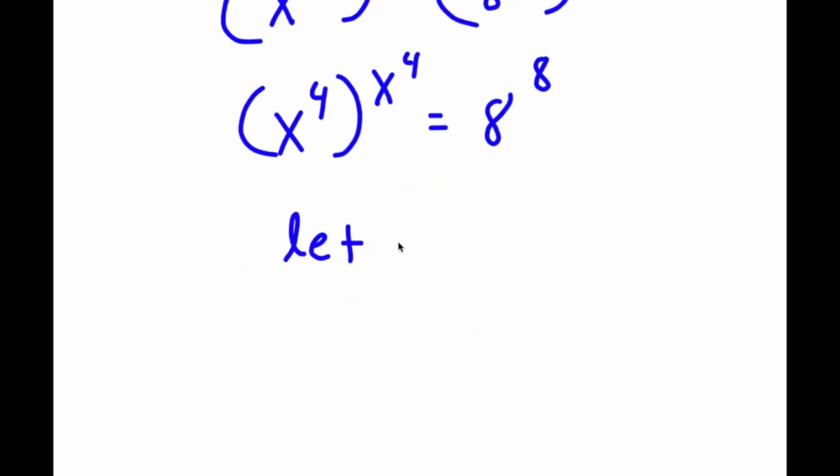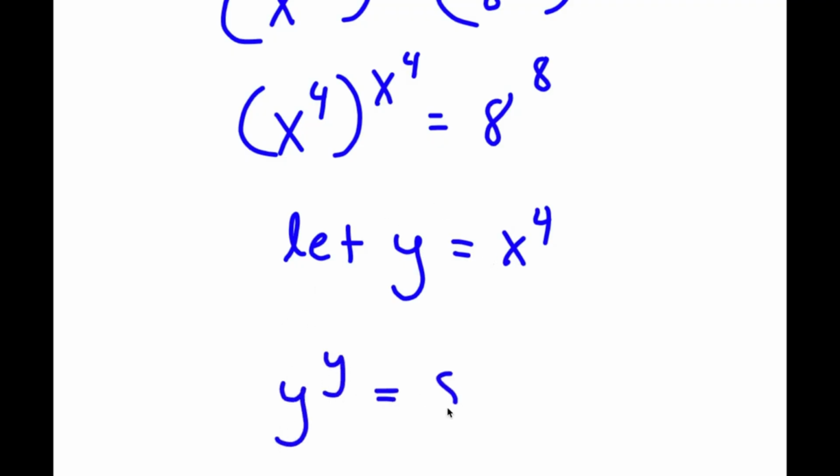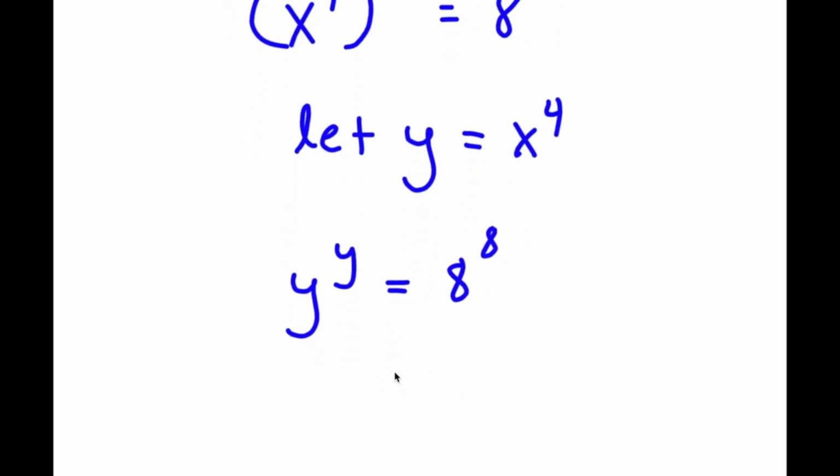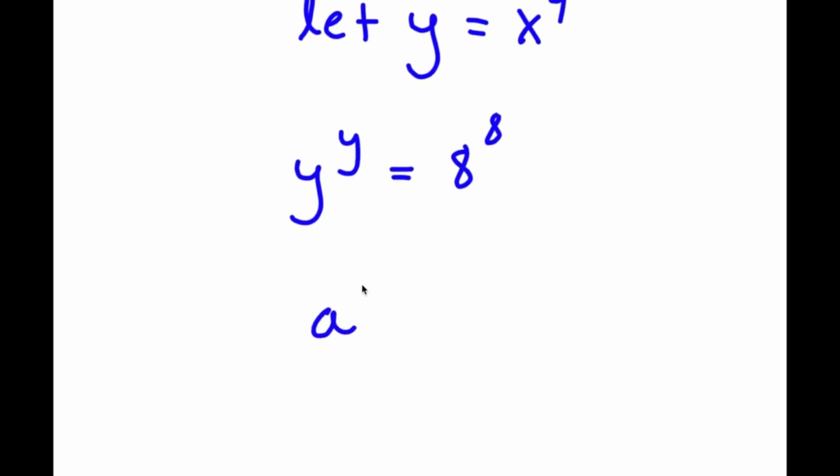Now I'm going to let the variable y equal x to the power of 4. So now if I replace x to the power of 4 with y, I get y to the power of y is equal to 8 to the power of 8. Now, if I have something in the form a to the power of a is equal to b to the power of b, this means that a is equal to b as long as b is greater than or equal to 1.